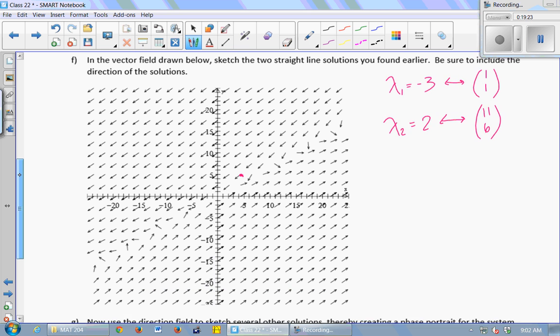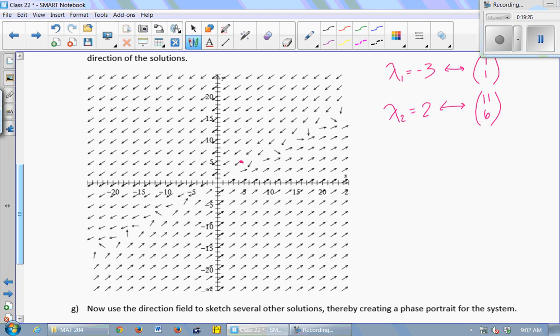Straight line solutions always go through the origin. So you get one eigenvector and you plot it and then you connect it to the origin. And you can see in the vector field that the arrows are all pointing in a straight line. So this straight line solution corresponds to lambda 1, which is negative 3. I just like to label it so I can remember which one it is, because the lambdas do tell us more information. We just aren't there yet.